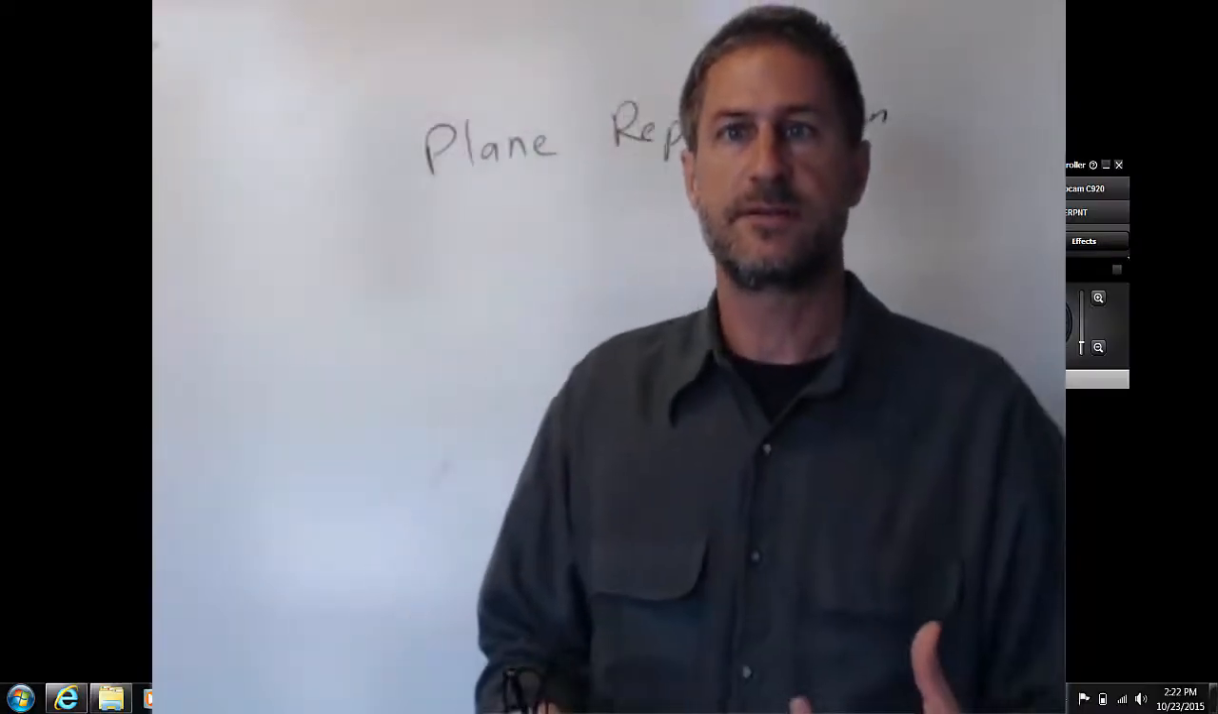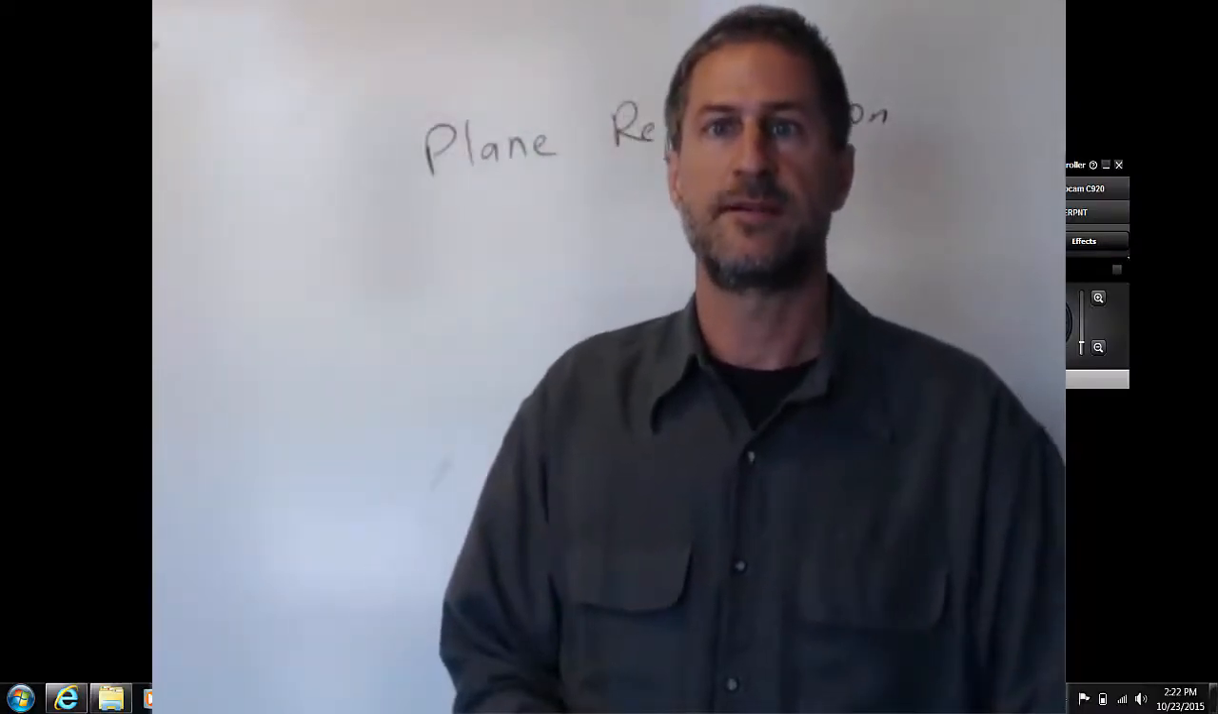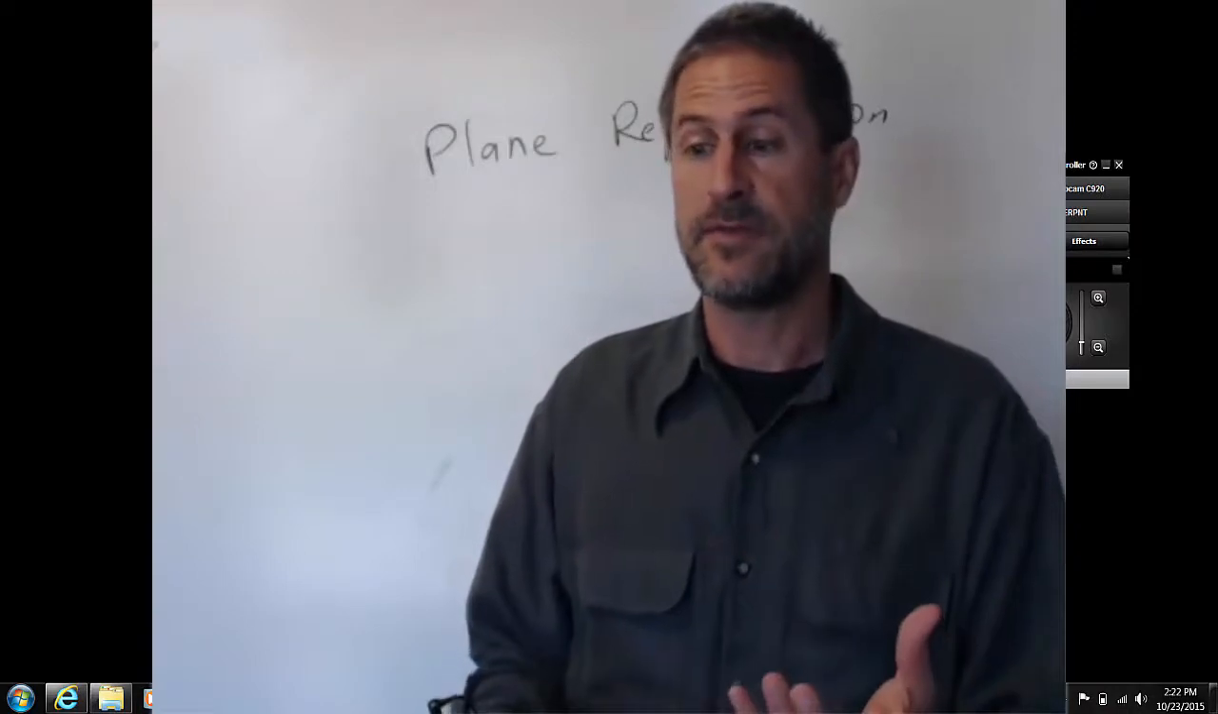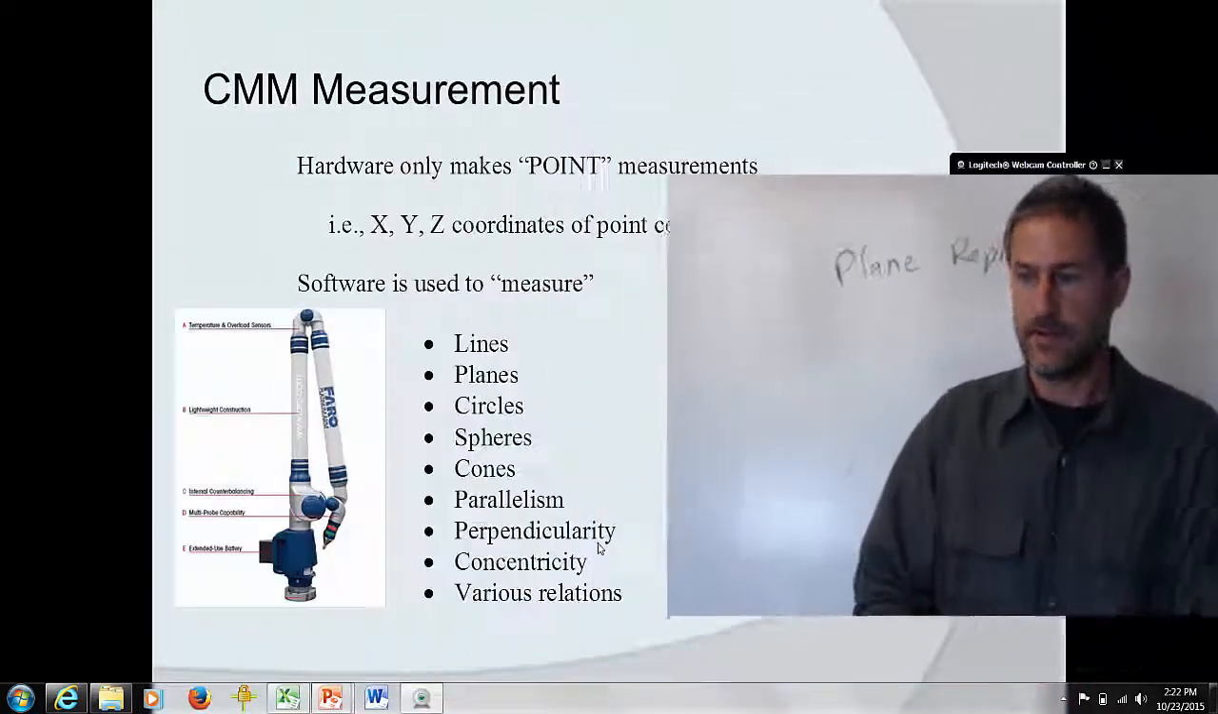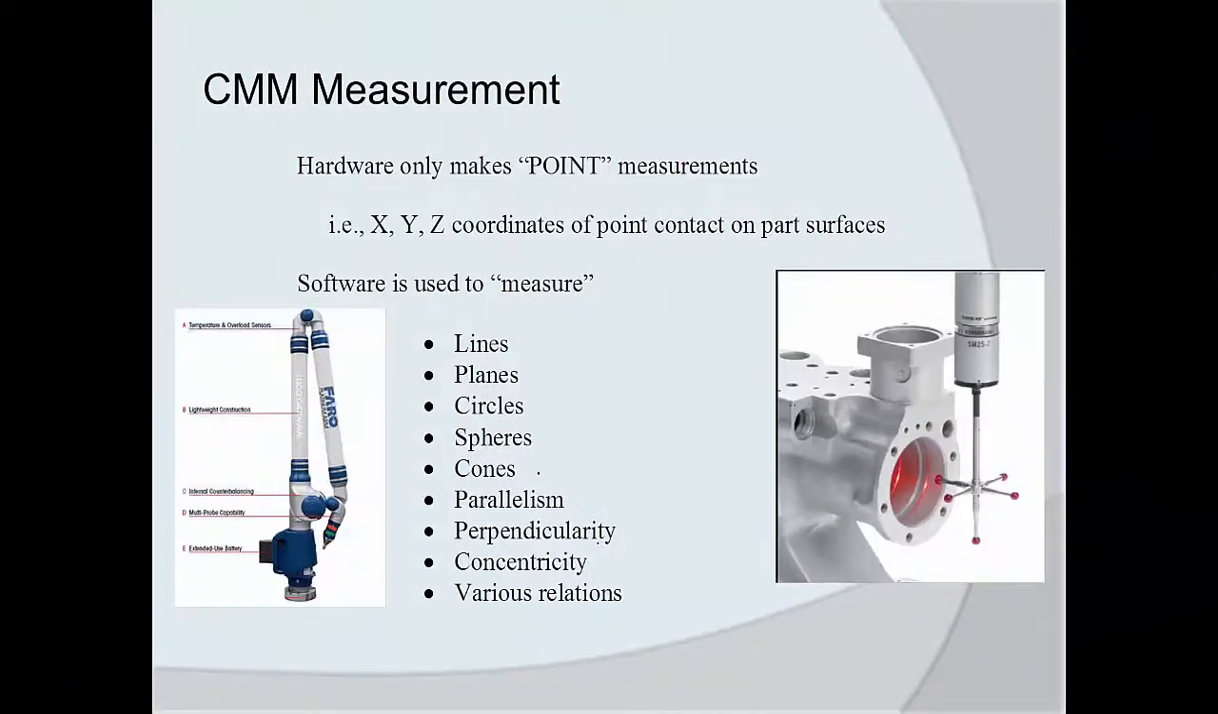So let's start taking those points and turning them into entities. And we'll start with, well, the basics, right? So on the notes, it is showing the fact that the CMM only takes points, right? So we're going to take these x, y, z coordinates for each point.